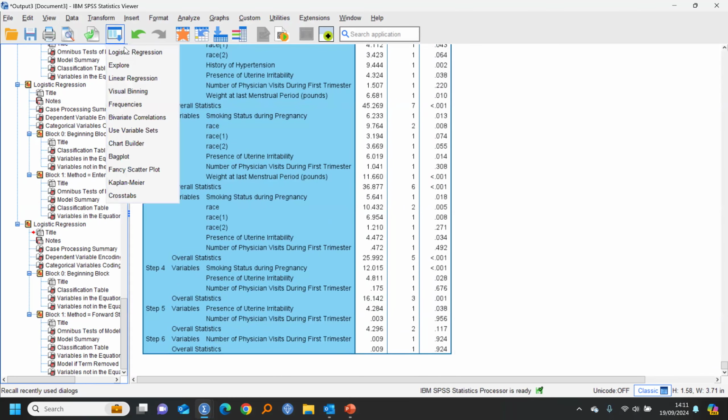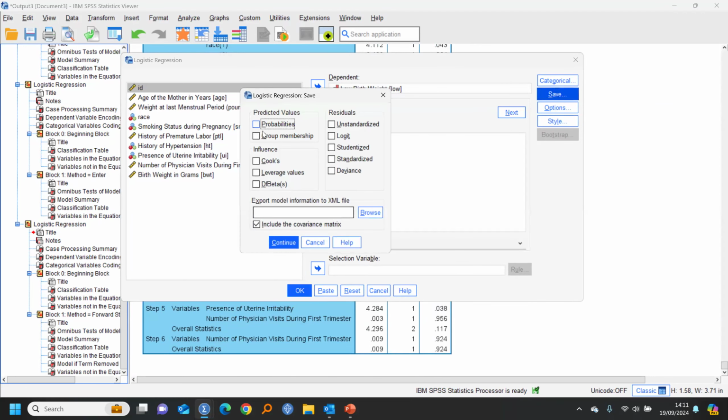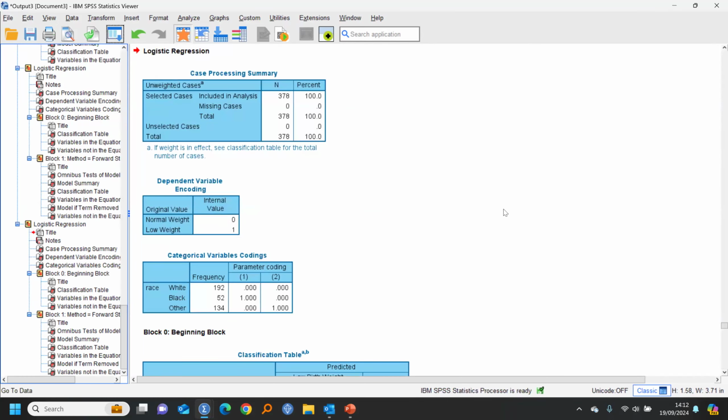Now, if we asked it to save the results from this, instead of just saving the category that you're in, group membership, probably what you're really interested in is the probability. And again, I could save this away. I could say, okay, let's export this as a little package file so I can apply it to a new data set. Click OK at that point, it reruns it, and we come back to the data here.